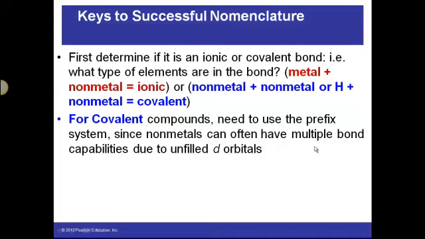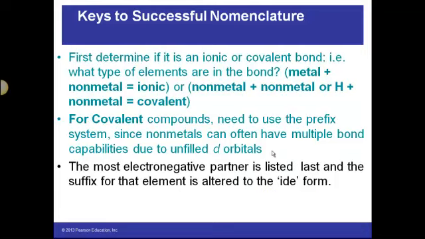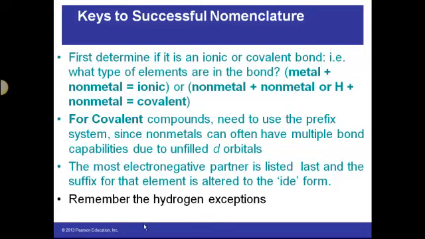So for covalent compounds, we need to use the prefix system to tell how many atoms are present of each of the nonmetals. This is because our nonmetals can often have multiple bond capabilities due to those unfilled d orbitals and the electron expansion rules that we have. We saw sulfur and phosphorus as good examples of these expanded d orbitals. So within our covalent compounds, the most electronegative partner is listed last, and it will be altered to the "-ide" form in the nomenclature. And then we have hydrogen exceptions to these rules.